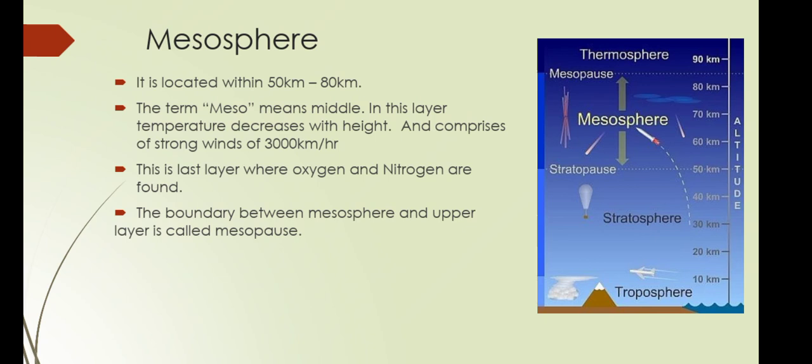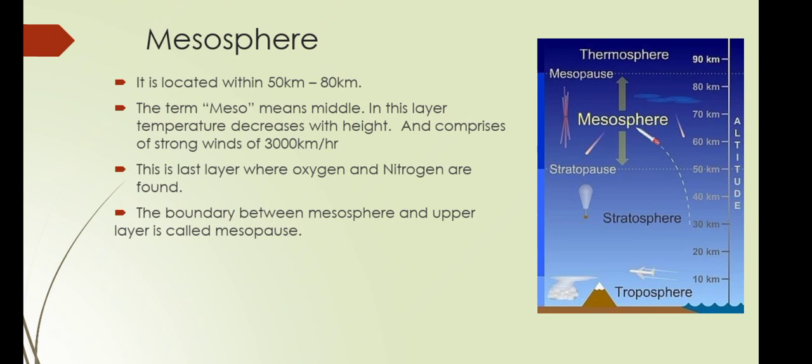As I have told you, as any pause will come, as any boundary line between the two main layers will come, the temperature will abruptly change. So in the stratosphere the temperature was increasing, but as we came to the mesosphere the temperature started to decrease with height, and it has strong winds of 3000 kilometers per hour. In this layer, the winds cover a distance of 3000 kilometers per hour.